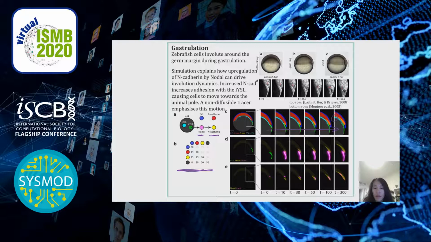This is particularly interesting because nodal is only expressed in the EYSL region of the yolk and only diffuses into a very small region of the blastoderm, close to the germ ring margin here. Even so, as cells continually move out of that region due to adhesion and new cells move in, you have constantly new cells exposed to nodal and thus upregulating cadherin. This is able to drive a continuous motion of cells upward towards the animal pole, which is fairly interesting.